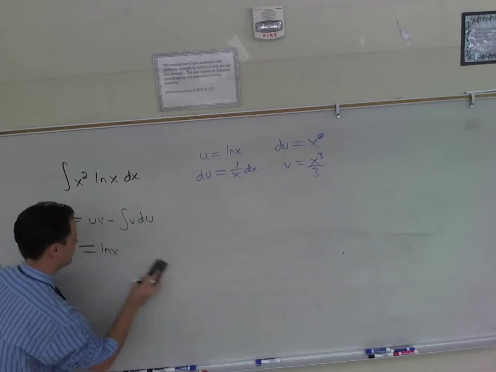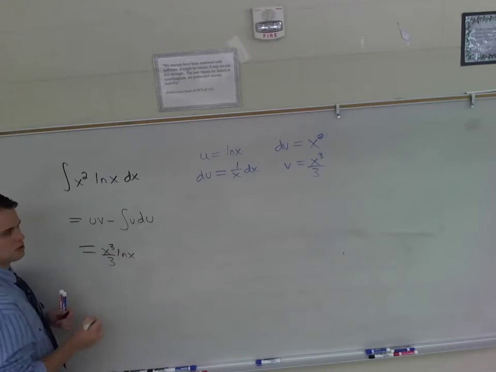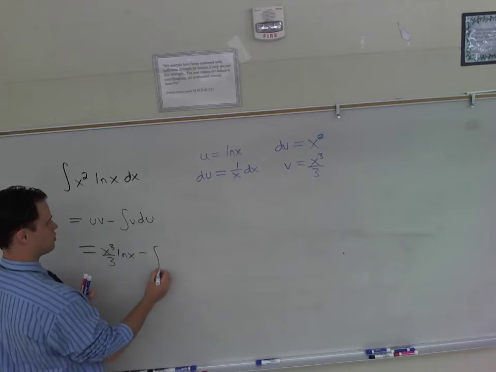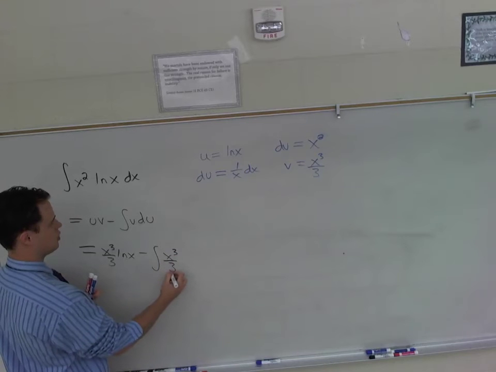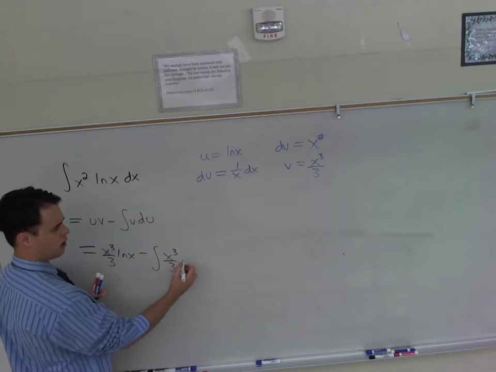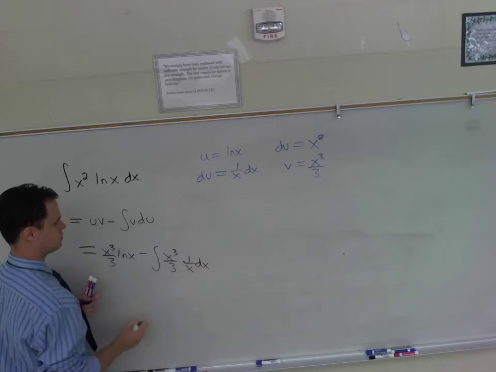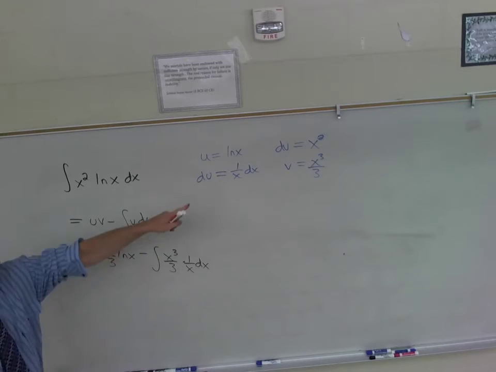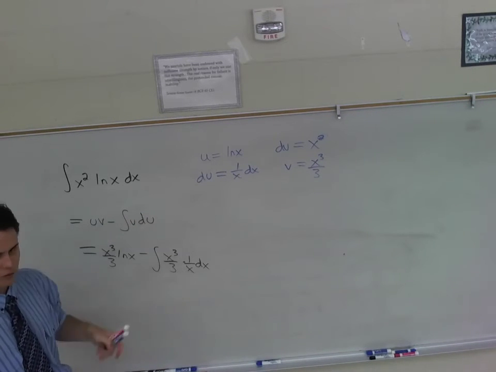I actually want to write it like this. I'm going to go uv is x cubed over 3 ln of x. I kind of switched its places, cleaned it up, made it look nice, right? Minus the integral of x cubed over 3 times 1 over x. So I think this problem also illustrates the fact that sometimes you don't just get dx, right? In fact, most of the time you're not going to just have dx, so you have multiple parts here.